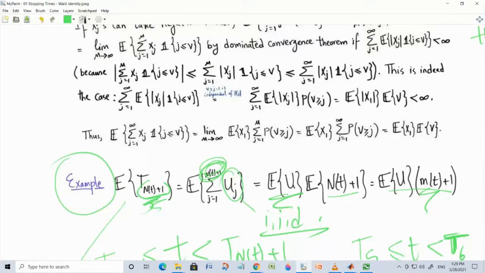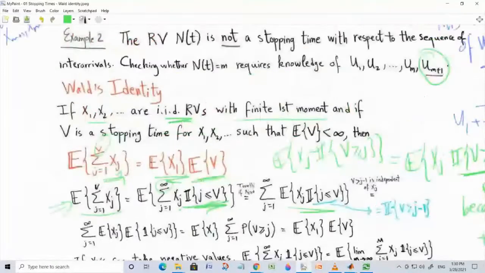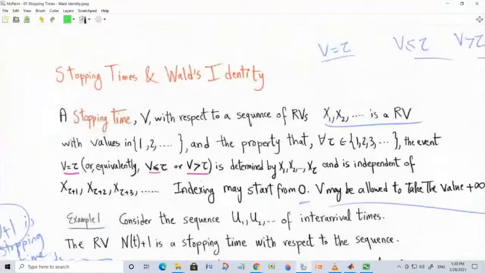Note this, it's extremely important. Now, suppose that you are playing this game with something in which the upper limit here is N(t). You cannot use Wald's identity, because N(t) is not a stopping time with respect to the interarrival sequence. N(t)+1 is a stopping time; N(t) itself is not a stopping time. And of course, Wald's identity is general for any stopping time. Stopping times will be used again when we talk about Markov chains. Okay? Any question?